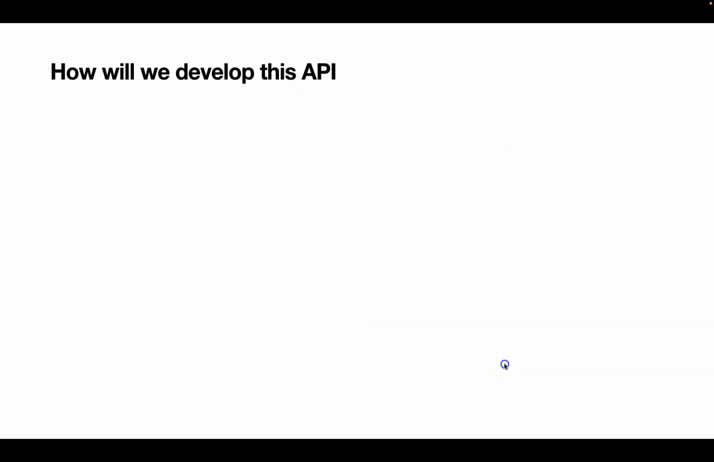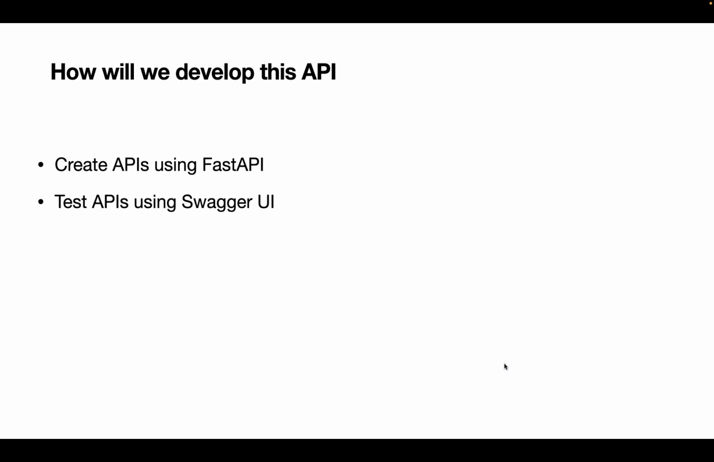How will we develop this API? It's pretty simple. We will create the API using FastAPI. Then we will test the API using the Swagger UI documentation, and then that's it.